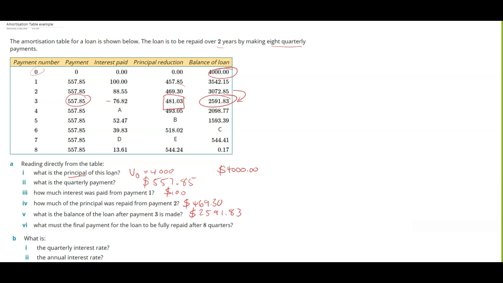What must the final payment be for the loan to be fully repaid after 8 quarters? So you can see here that because of rounding, because everything's rounded to 2 decimal places, there's sometimes a little bit of leftover. So what you need to do is work out the exact amount of the final payment every time. So the final payment often differs from the other payments.